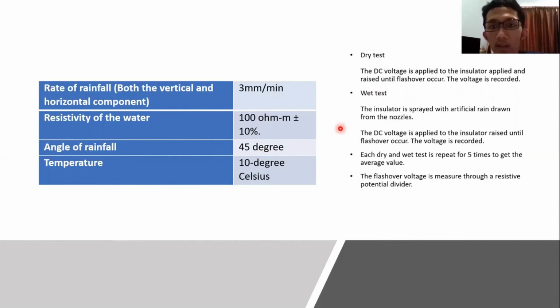For each of these tests, first we do the dry test and repeat it 5 times, and then we do the wet test and repeat it 5 times to get the average value of the flashover voltage. The value of the flashover voltage is measured through a resistive potential divider.